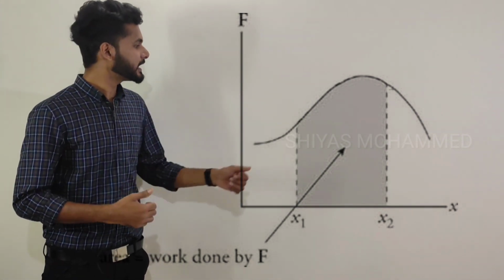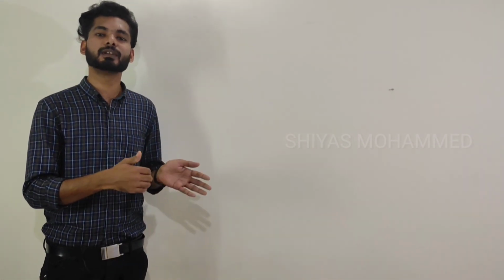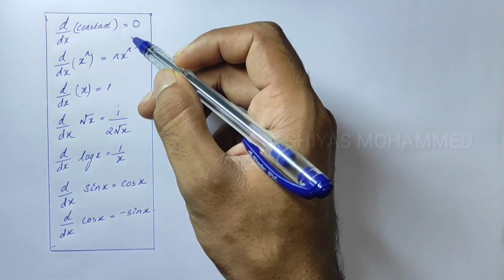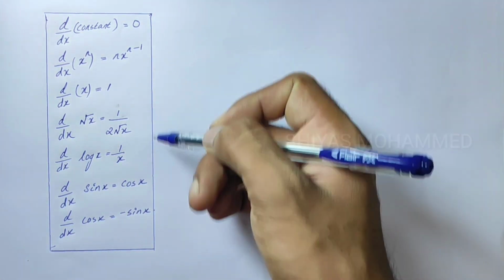So if we are integrating from one point to another point, we will get the area. Simultaneously, we will get the work done. Now we can study how to differentiate a function. We are not discussing the whole function, but only some particular functions which will always be useful in physics. The very important functions required for physics are these.